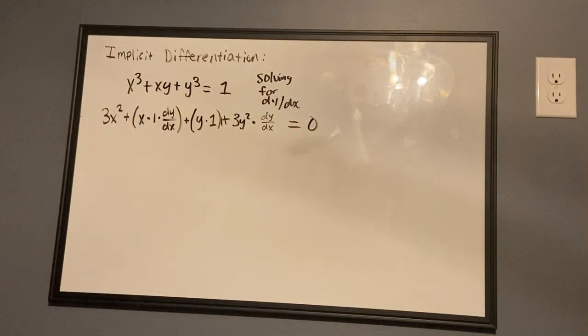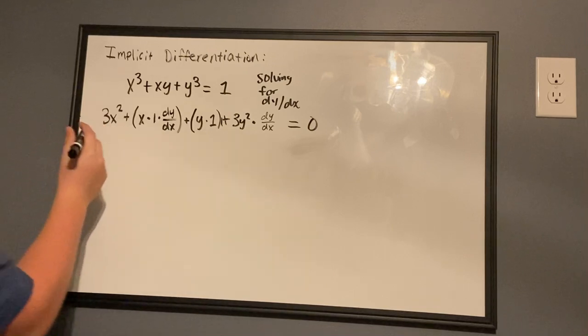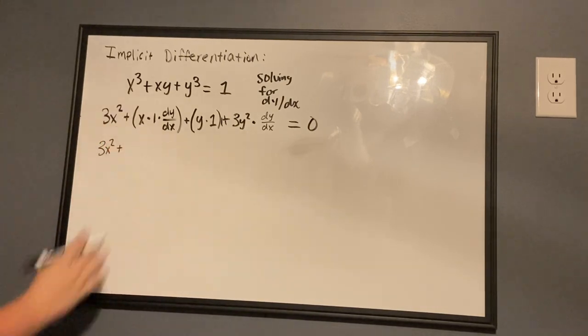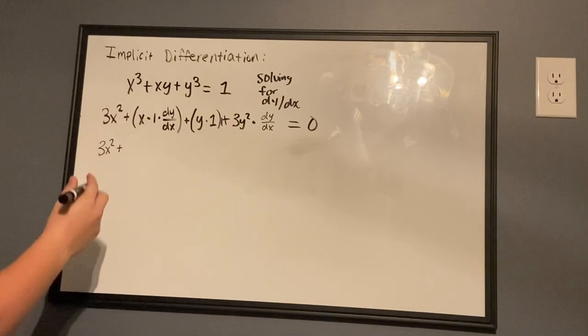So now we have to simplify this. So this part right here is going to stay the same. We have 3x squared. Plus, well, when we multiply this out, we have x times dy dx.